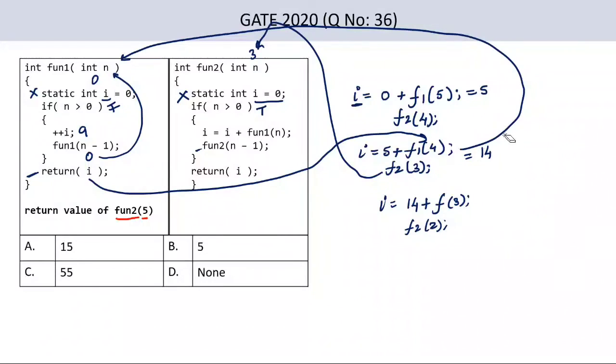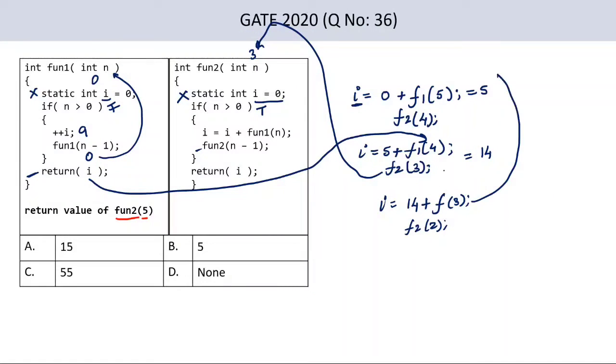So what will happen? Now you will call function f1 with value 3. So you are calling function 1 with value 3. Will you reinitialize? No, because this is a static variable. The current value of I of function 1 is 9. Is 3 greater than 0? Yes, certainly 3 is greater than 0.